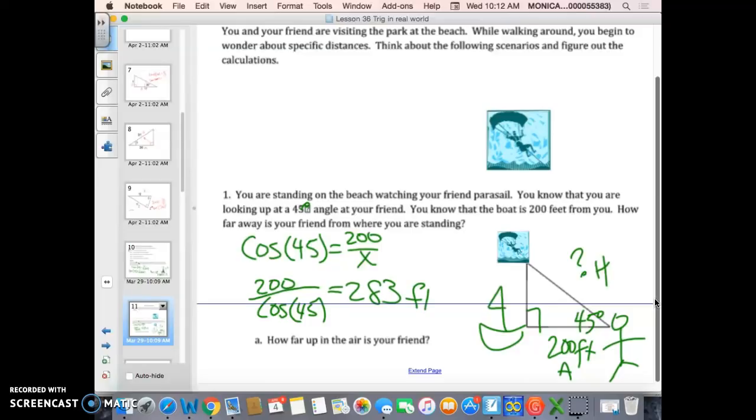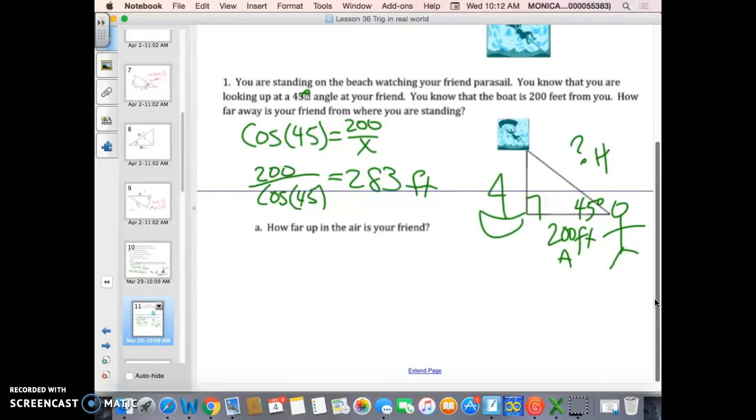Now, I know that this could be an accurate statement because I know the hypotenuse has to be the longest side. And in this situation, it is. So I'm good.